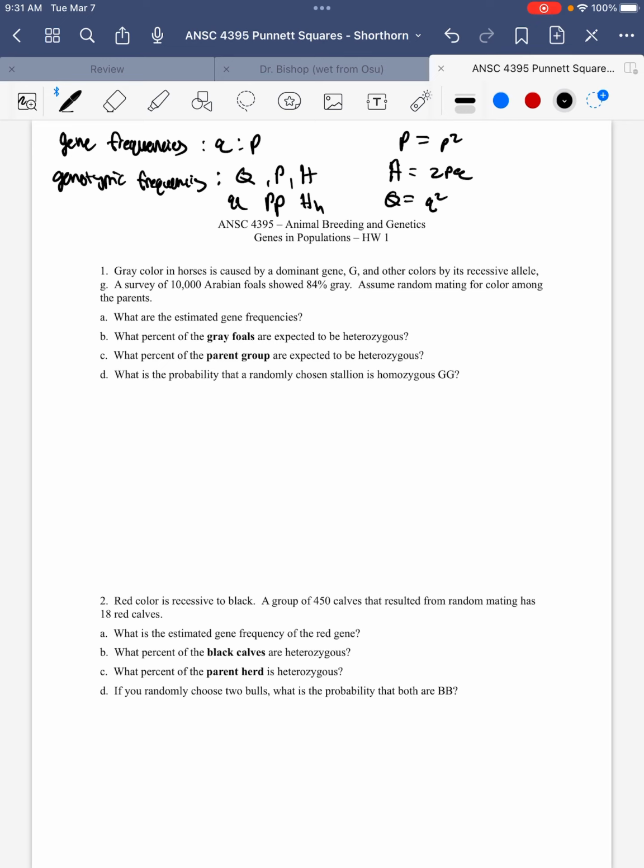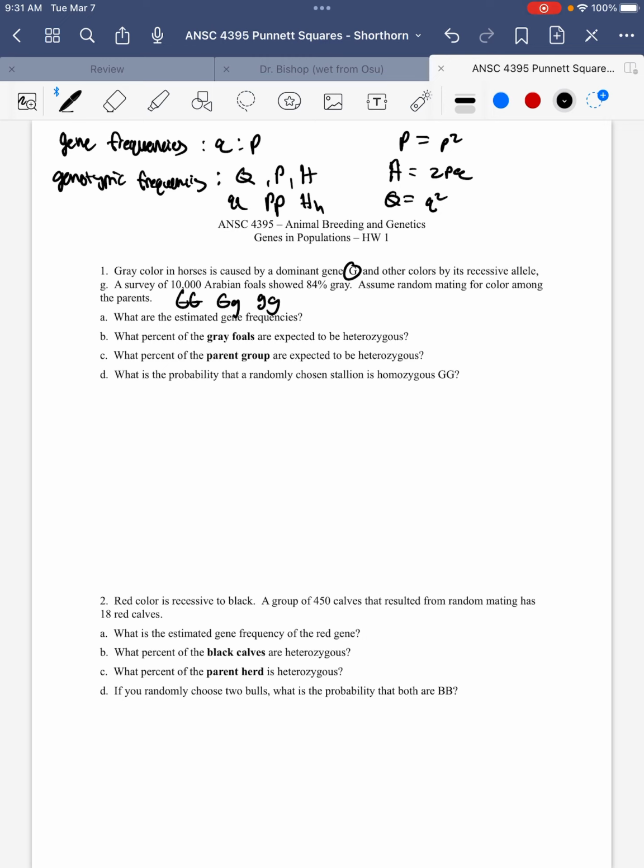Okay? So, in this problem it says, gray color in horses is caused by a dominant gene G, and other colors by its recessive allele little g. A survey of 10,000 foals showed 84% gray. Assume random mating for color among the parents. Alright, so we know that G is dominant, so anything that has big G, little g is going to be gray, and anything with little g is going to be something else.